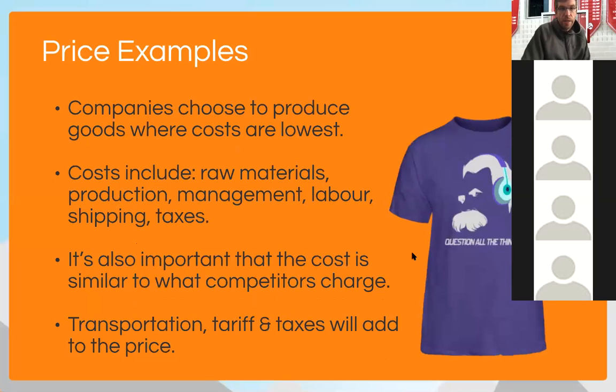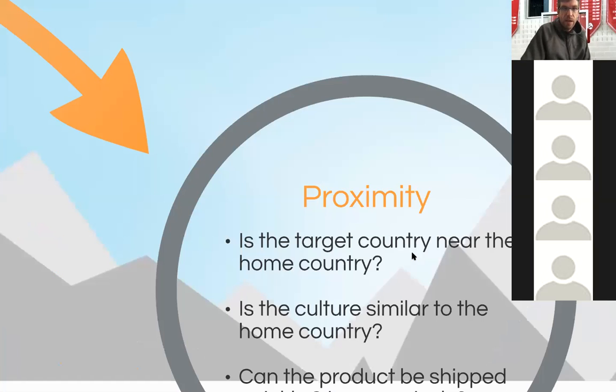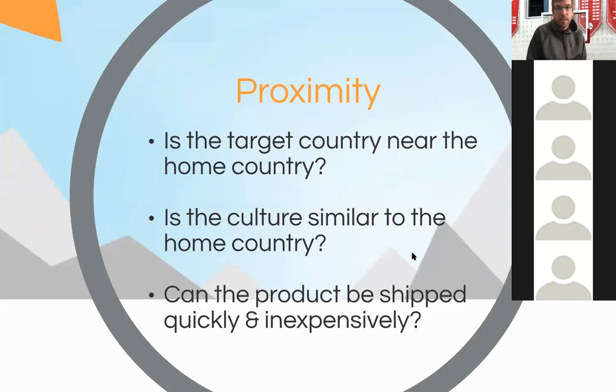So understand that transportation, tariffs and taxes will add to the price, so make sure the price is competitive. So proximity: is it near the home country? Is the culture similar? That's why the US is our biggest trading partner. It's so near to Canada, it's very easy to ship there, and it has a similar culture. So you want to look at proximity.